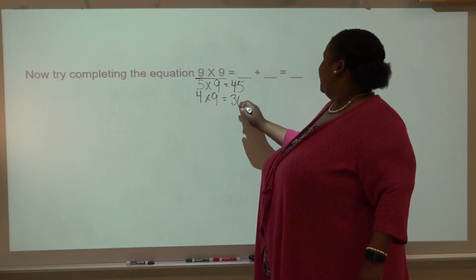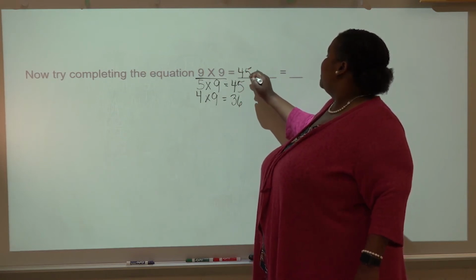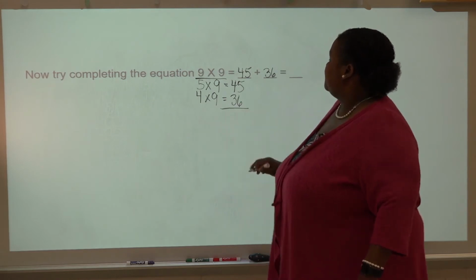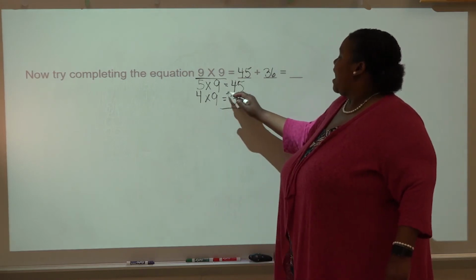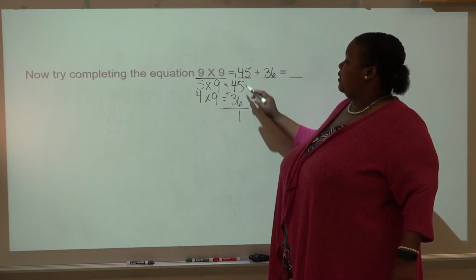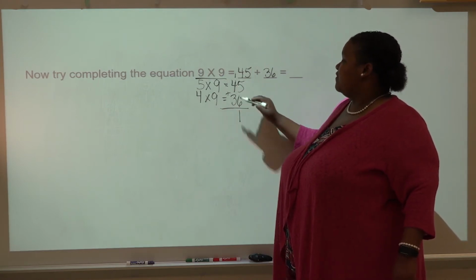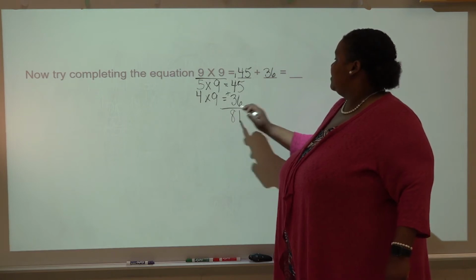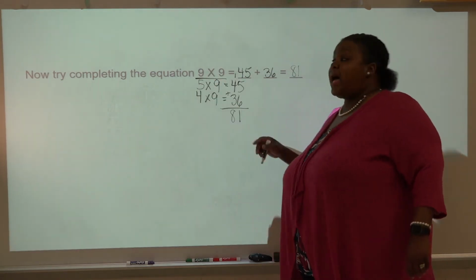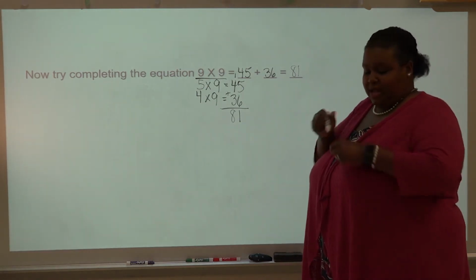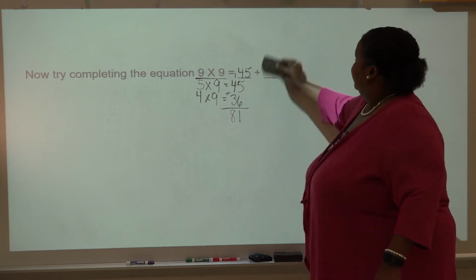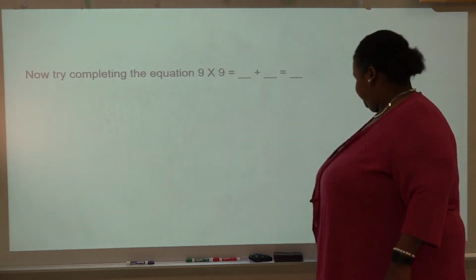All right, let me plug them in. 45 plus 36. Let's add them. 5 plus 6 equals 11. 1, carry my 1. 1 and 4, 5, plus 3 more, 8. 9 times 9 equals 81. I used the distributive property to find that. Let's keep going.